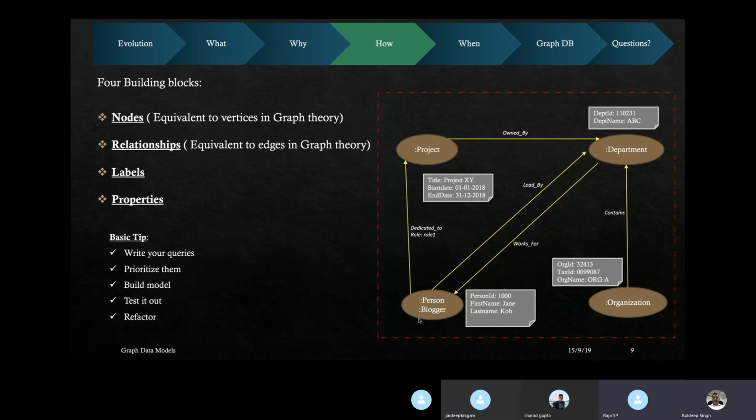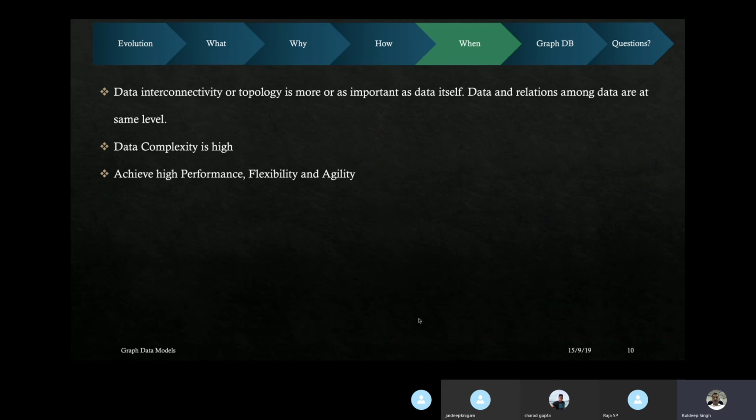Okay. So should I move forward? Now we are clear on these four building blocks. Yes, Kuldeep. Okay. Now I hope the how is clear. So we will jump into the when part.